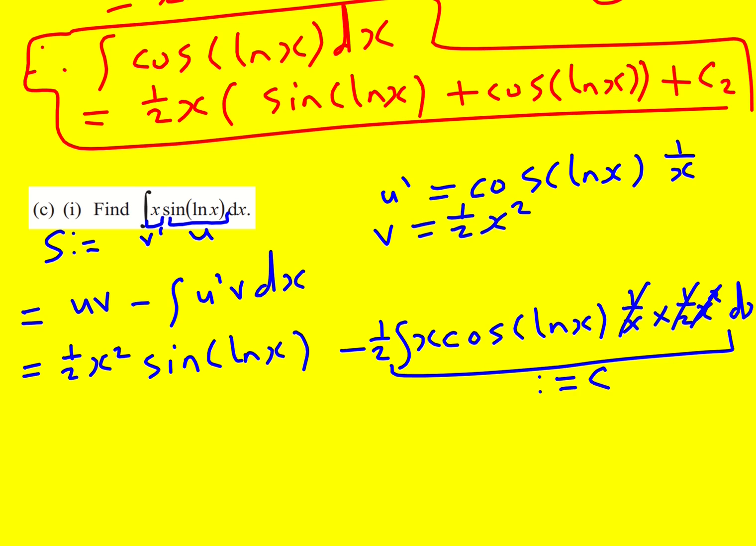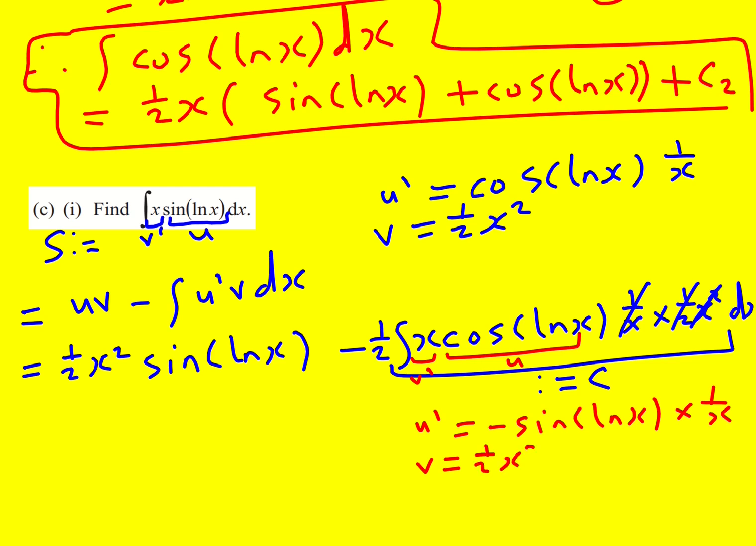So for c, I'm going to do integration by parts again. And now I'm going to let, similarly, this be u, and this be v dash. Let's be consistent and stick with that. If we swapped it around, we'd actually get back to the start. It wouldn't help. So u dash is now going to be minus sine ln x times 1 over x, and v is going to be a half x squared.